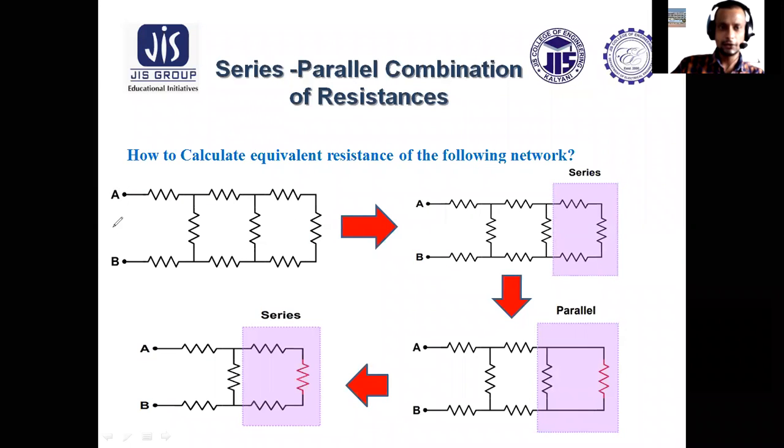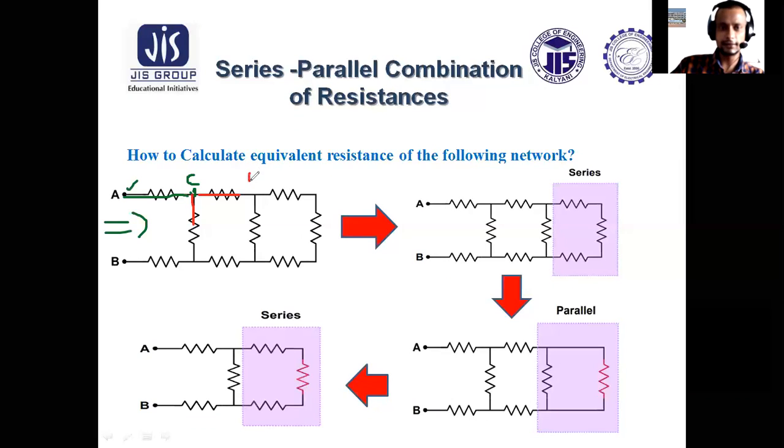See here, you are asked to obtain equivalent resistance in between A and B. So let us start with A and let us try to reach at B. What are the possible paths? When we reach at this point, say at C, you will get two different paths.